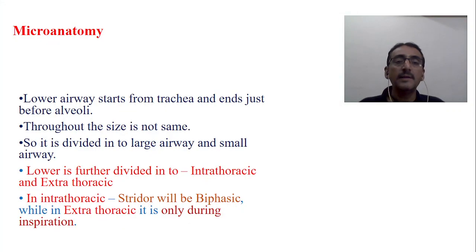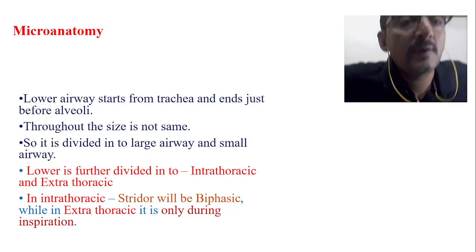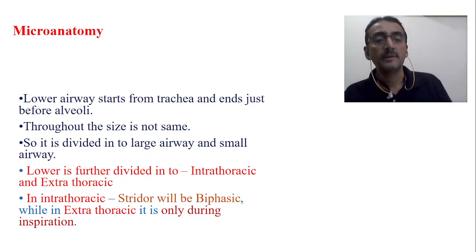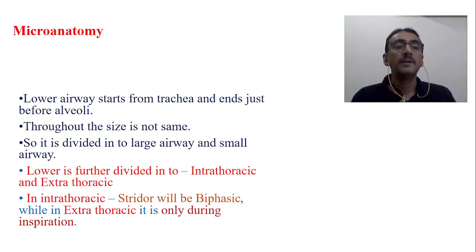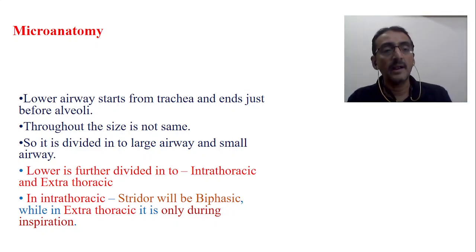Now the same thing we can explain here also, the microanatomy. What I have explained so far, I am explaining on the slides now. The lower airway starts from the trachea and goes just before the alveoli. First we see the lower airway. Actually, it starts from the tracheal portion, that is the lower respiratory tract, and it ends before the alveoli.